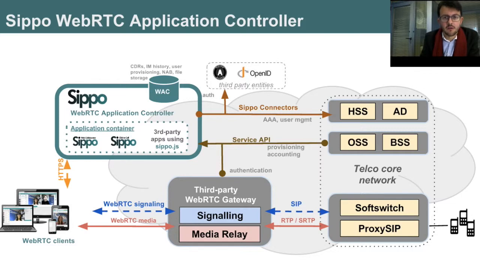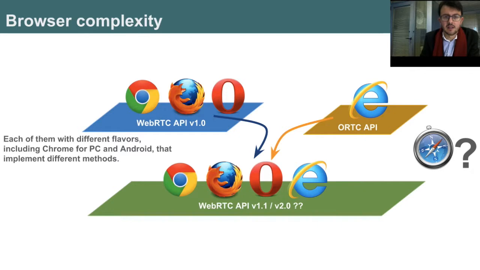So today we are going to move to the next slide, and we are going to talk about 6 points that we should take into account when we plan to make a rollout of a WebRTC service. First is to try to deal with the browser complexity.